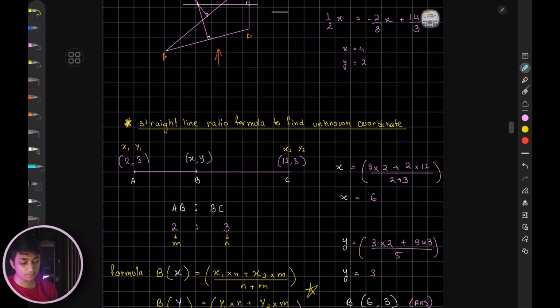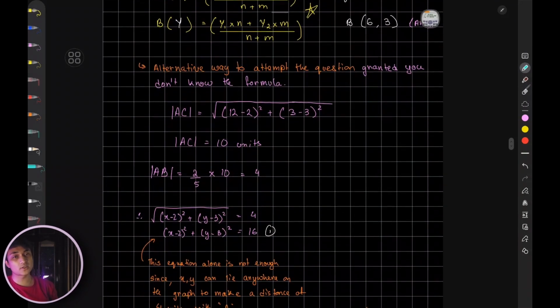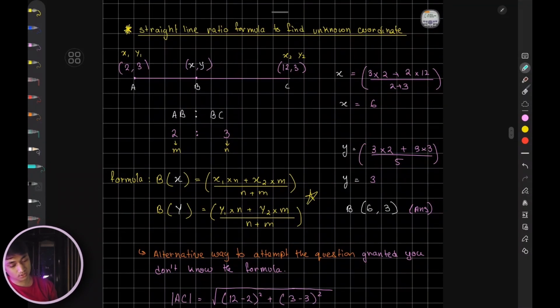Now, what you're going to do is find the distance AB. How do you do that? Do you know the coordinate for B? No, you don't. You don't know the coordinate of B, but you know one important thing, that is the ratio. AB is supposed to be, remember I mentioned in the beginning, 2/5 of AC, because the ratio is 2:3. So 2 parts of the entire line is going to be AB. In case of distance as well, 2/5 of the distance AC is going to be AB.